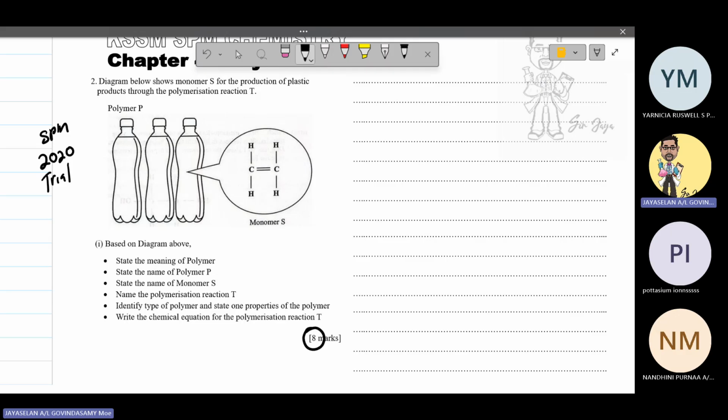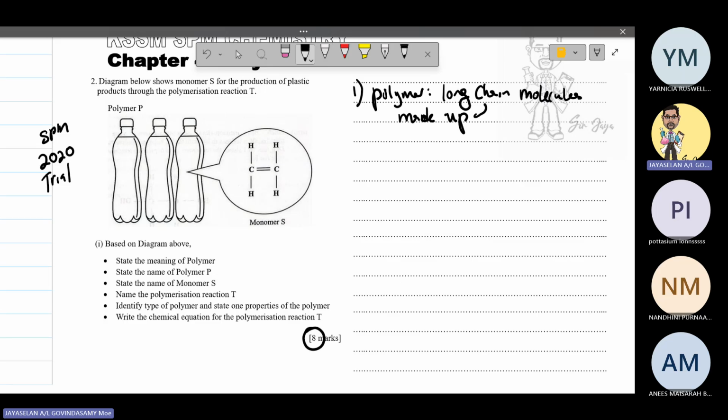8 marks, right? So I want all the full marks. First one, I put here polymer. What is polymer? So I write down long chain. Those who have the book, please write: long chain molecule made up of combination of many repeating basic units known as monomer. So you already score 1 mark. You tick. Any question? No, okay, so I go for the second question.